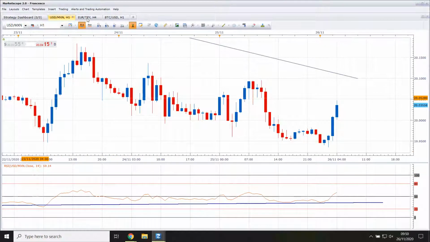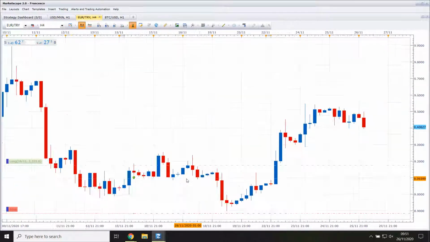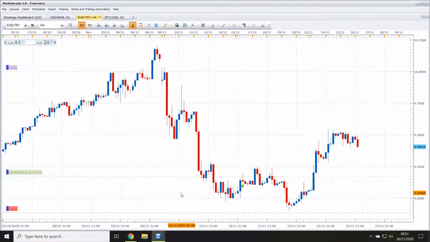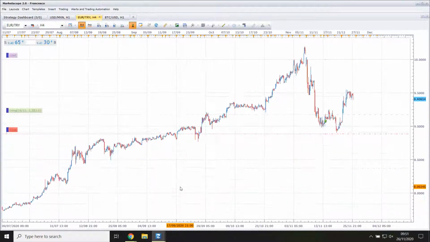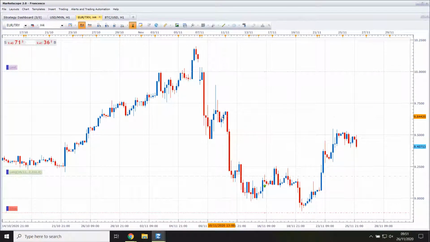The other one is this one, which is EURTRY. I entered here, that's the 4 hourly. The reason why I entered there, as you can see, we had that huge decline here on the news. There was a gap to the downside, and there was news coming up that the new central bank governor in Turkey was going to raise rates, which he did, to 4.75%, and that was before. When it actually happened, it didn't really do much for the lira.